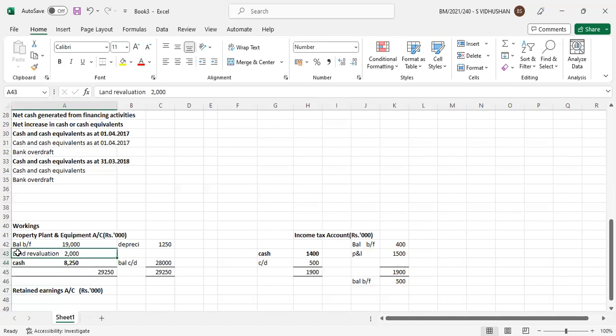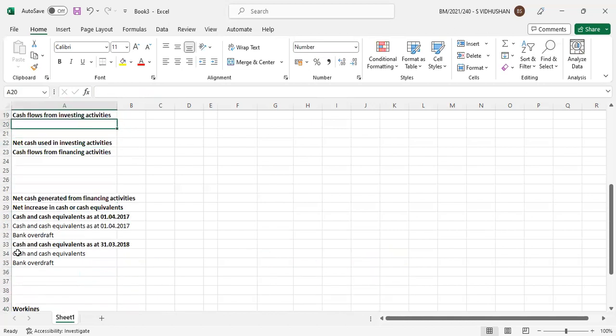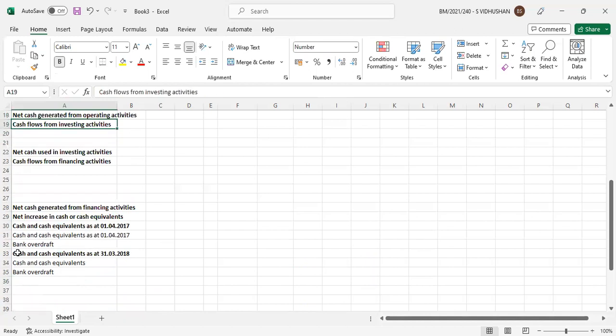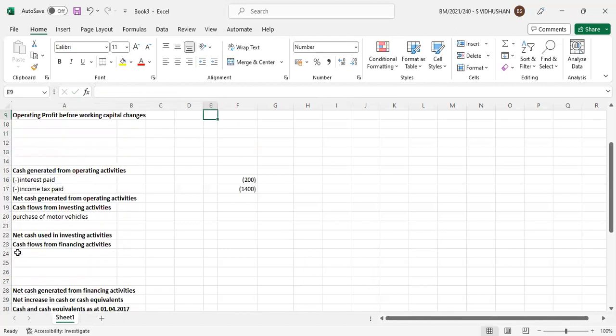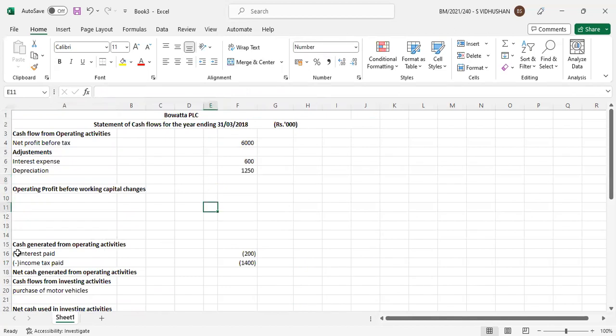Right. So now you need to record that. So you know, if you purchase PPE, it will be coming under cash flows from investing activities. So you can record it here. Purchase of motor vehicles, and it is a cash outflow, 8,250. Right. We have done with that also.